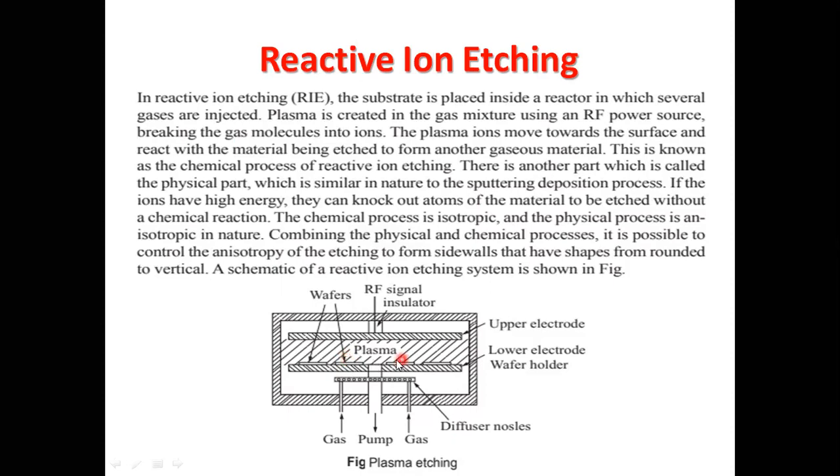Now this is the schematic of the reactive ion system. Here you can see there is a plasma. These small things are the wafers, and this is the RF signal insulator. This is the upper electrode. This is the lower electrode, and also there is a wafer holder. These are the diffuser nozzles through which there is a diffusion. Gas is going inside, and through the pump it is coming out. And again, this is the plasma etching. So I hope this plasma etching or the reactive ion etching is clear to all of you.